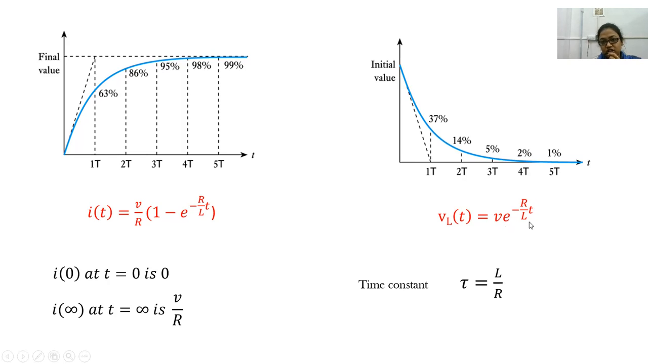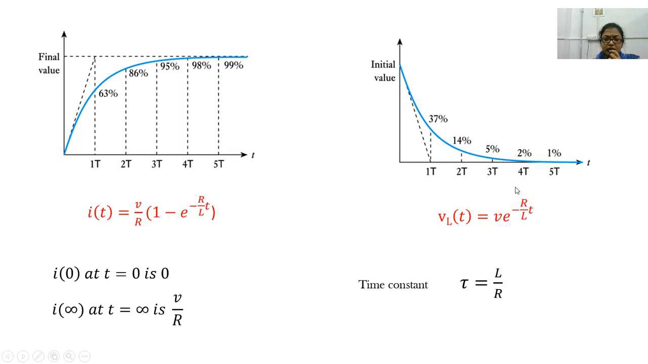Again it follows the exponential nature but in decaying format, for the same reason: initially the inductor behaves as an open circuit. In an open circuit the current is zero, but you can get maximum voltage. At the final state the inductor behaves as a short circuit. For the short circuit condition you get maximum current but voltage becomes zero. Now from these two equations, you can see one term there, R by L.